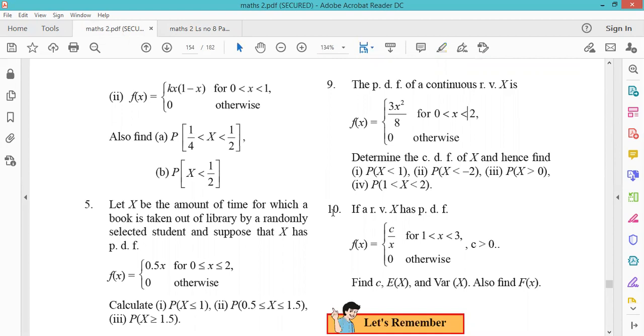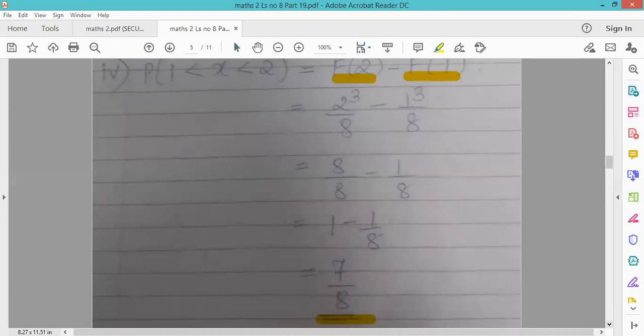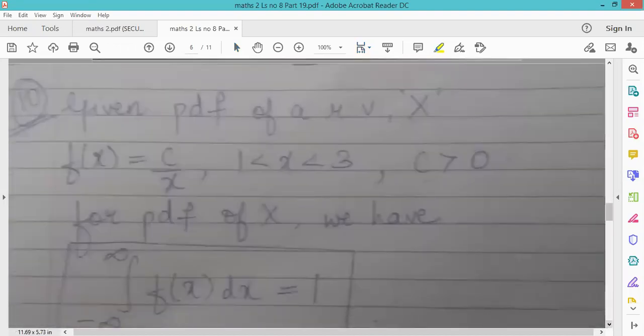If a random variable x has PDF, f of x is equal to c upon x, and the condition put forward is 1 less than x less than 3 and 0 otherwise. Also c is greater than 0. You have to find 4 things over here. First, the value of small c in the question. Then e of x, that is mean of x or expected value of x, variance of x, and finally f of x, that is the CDF. So these are the 4 things which they have asked us to find out. Let's see how it is done.